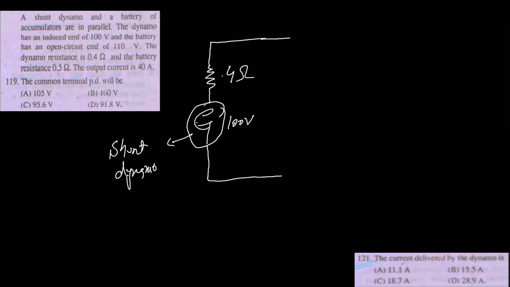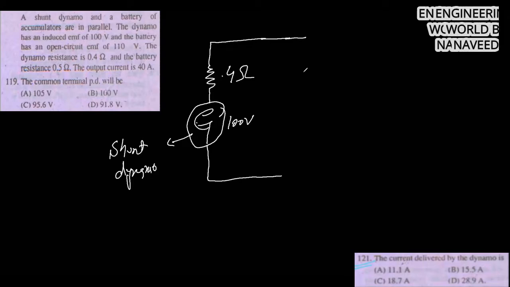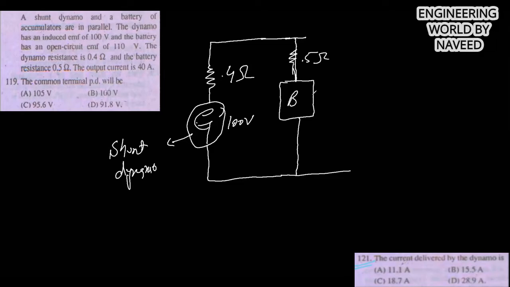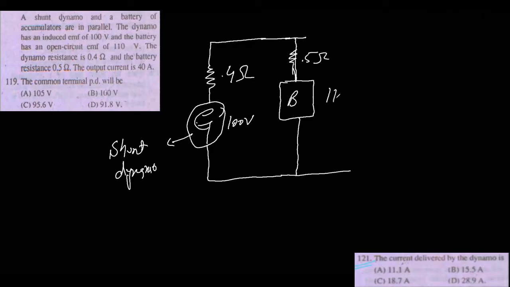This is the resistance which is connected in series with this shunt dynamo, and also there is an accumulator battery, which is connected in parallel with this shunt generator. So this is my battery, and there is also a resistance of 0.5 ohm. So this is the resistance of the battery, and the terminal voltage of the battery under no load condition is given to me, and that is 110 volt.